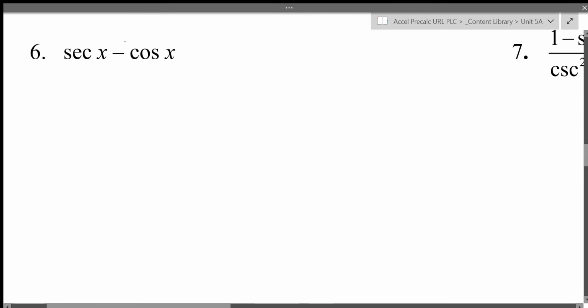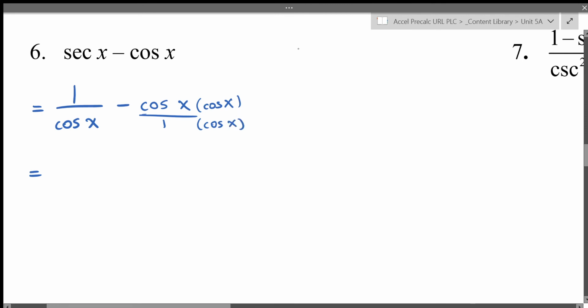Okay, looks like there's something going on here, but in order to figure out what's going on, I'm going to rewrite secant theta using the reciprocal identity as 1 over cosine. When I say theta, I mean x, because the argument just changed, minus cosine x. Now, if I want to subtract two fractions, I need to make these a common denominator. And how I'm going to make them a common denominator is I'm going to expand this fraction here by cosine x.